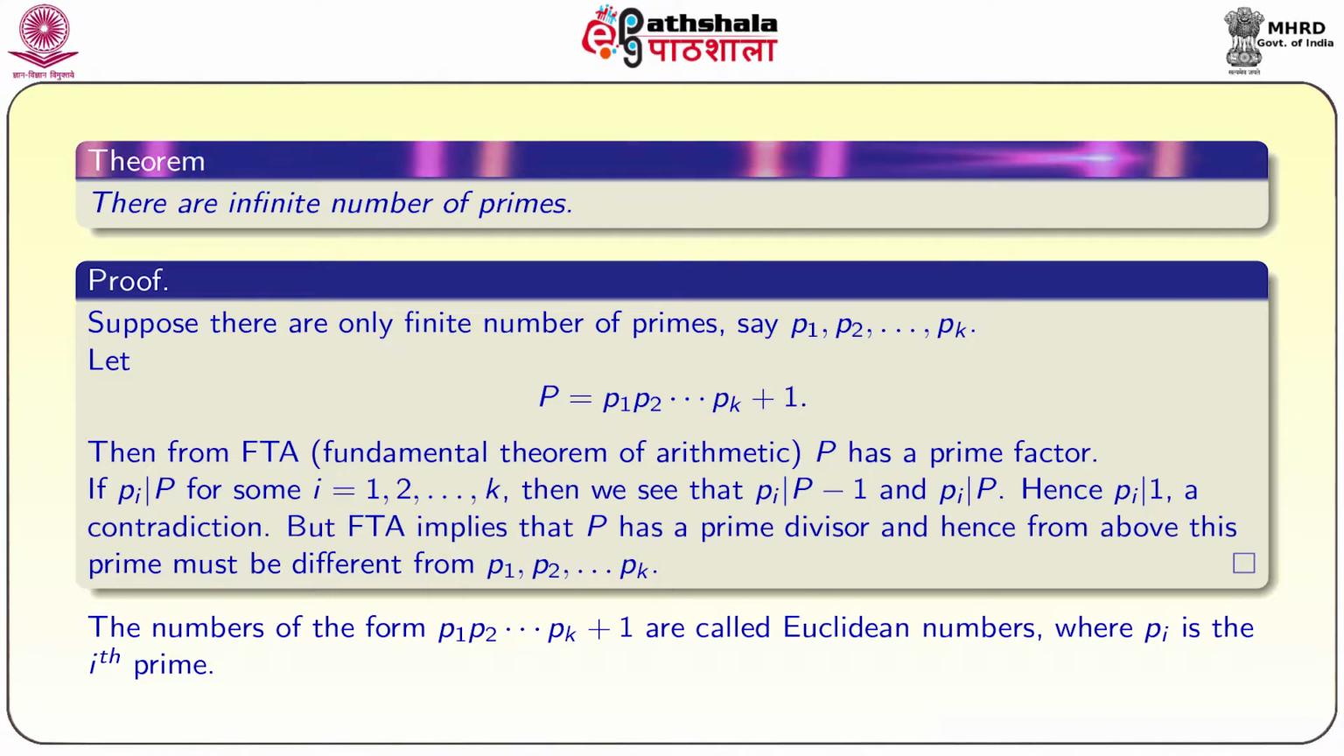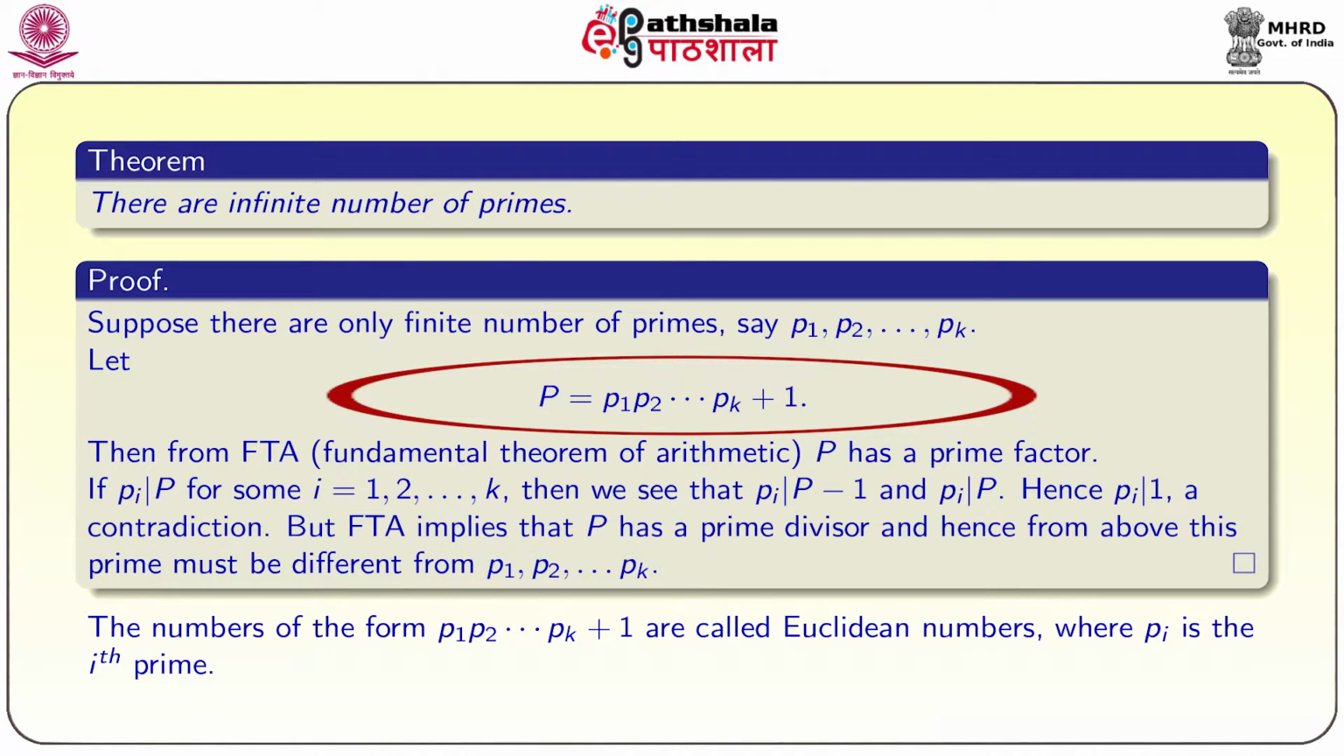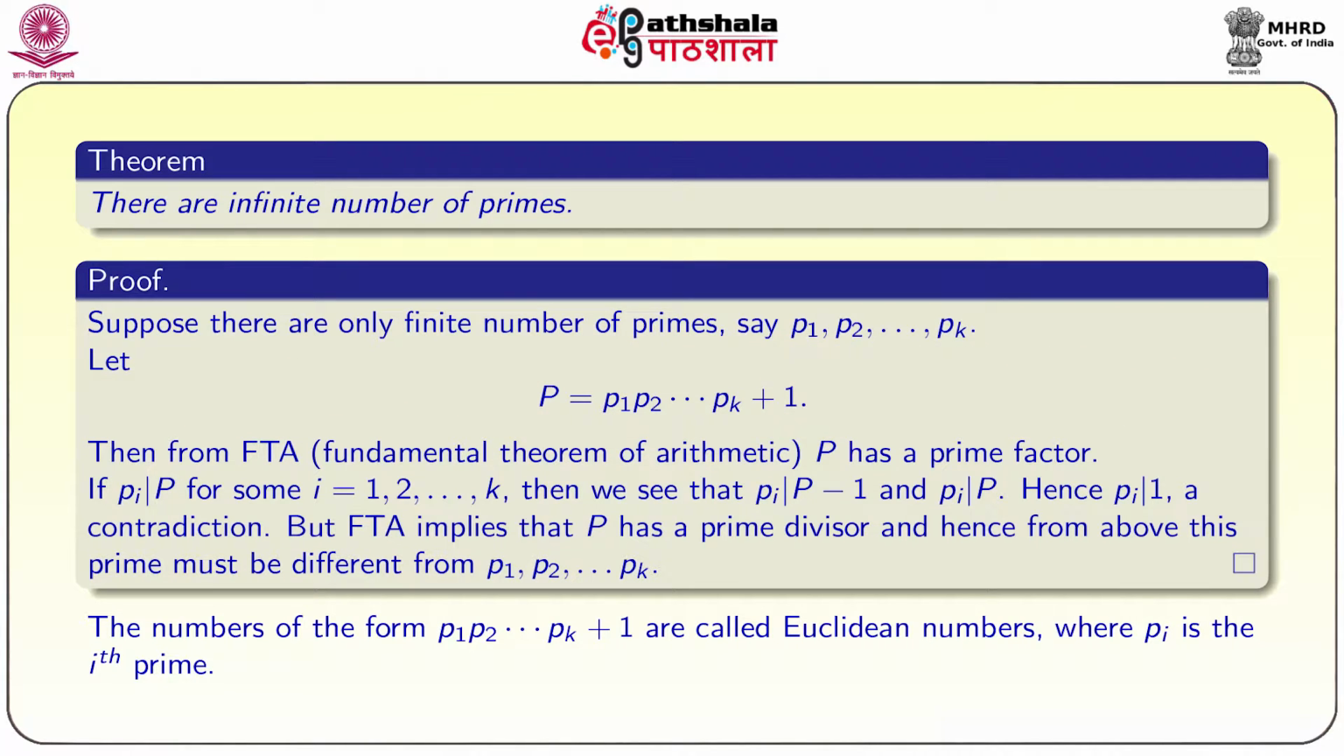First theorem: there are an infinite number of primes. This proof is due to Euclid. Suppose there are only a finite number of primes, say p1, p2 and so on up to pk. So, we are proving this by the method of contradiction. Let us assume P equal to p1 into p2 and so on pk, plus 1.